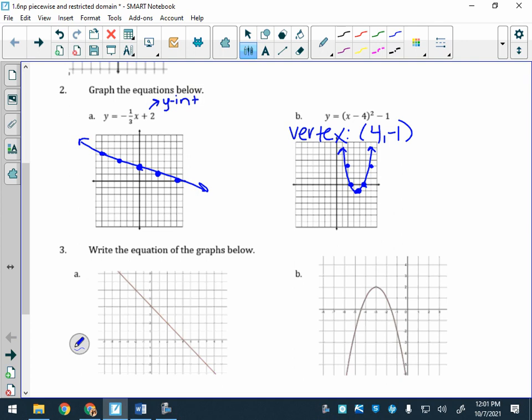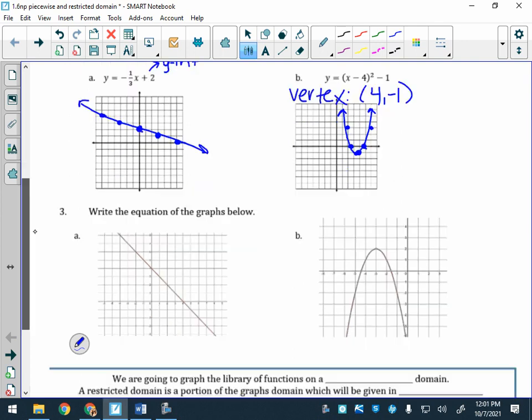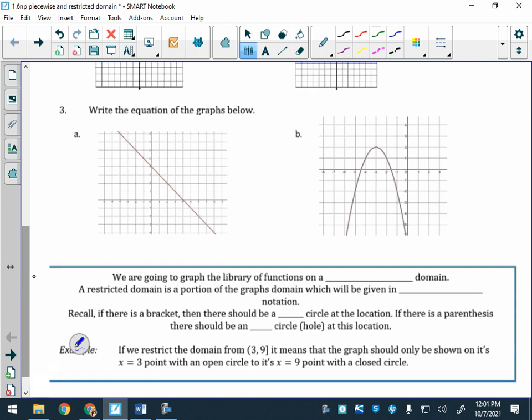Okay, then number 3 was coming up with equations. Okay, we have, and this is ongoing, what is my equation here? Campbell.